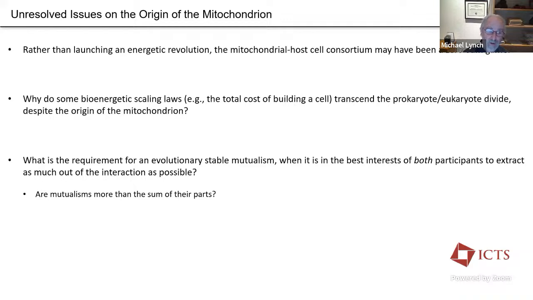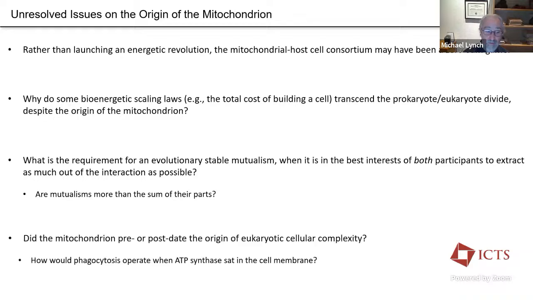So the question we always ask with respect to mutualism evolution is whether the mutualistic consortium is more than the sum of its parts. And we really don't yet know whether the mitochondria pre- or post-dated all the other aspects of the origin of eukaryotic cellular complexity, like internal vesicle transport systems, the Golgi, the ER, and so on. So there are a lot of open questions still with respect to the origin of the mitochondria and what it had to do with eukaryogenesis. But I think one closed question is whether it caused a bioenergetics revolution. And to that, I think the answer is a resounding no, based on the data.